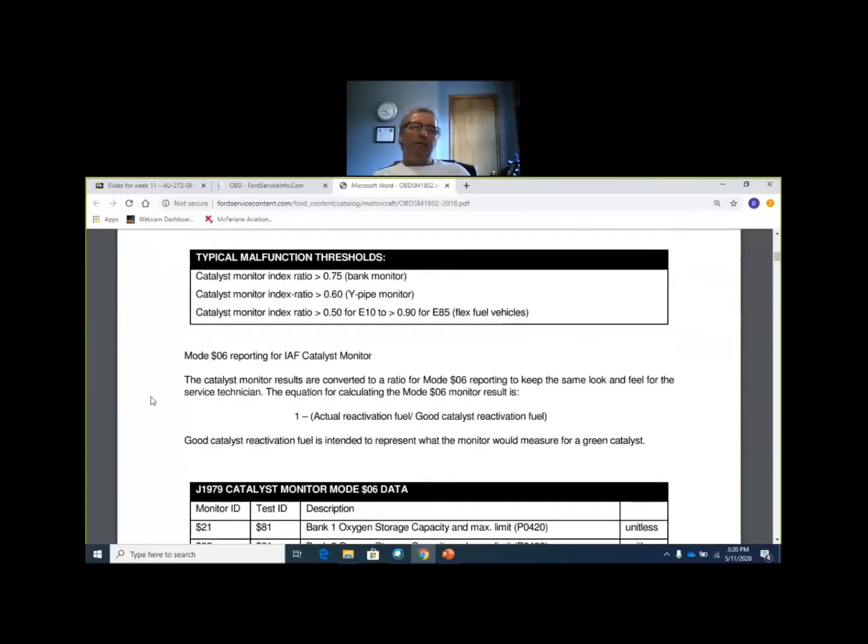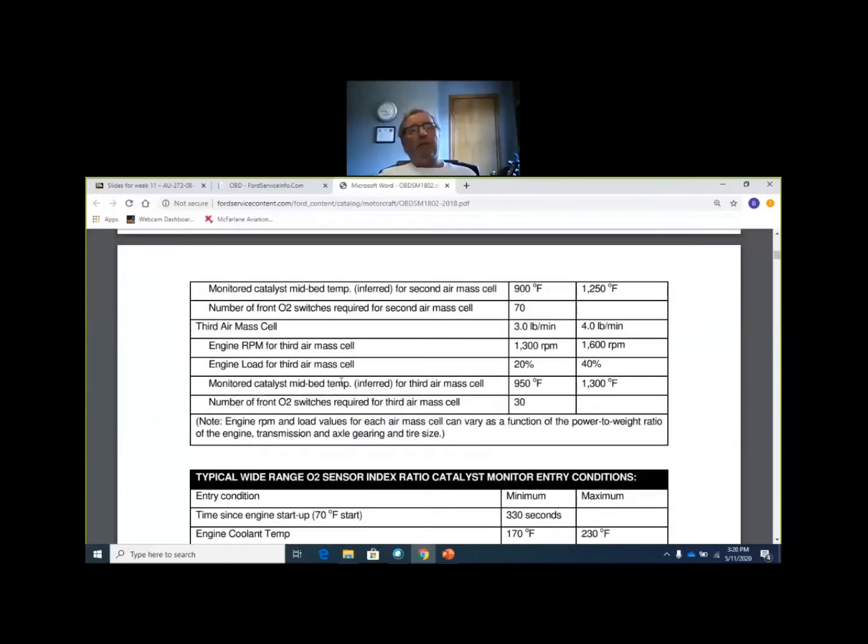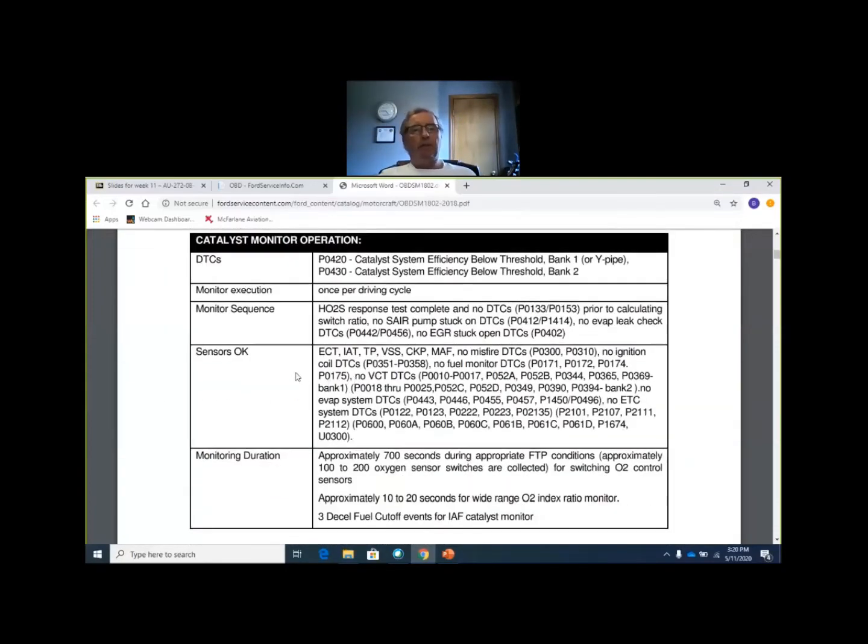So, hopefully that's a pretty good overview of the catalyst monitor. Unfortunately, what does it mean if the catalyst monitor fails? It means your catalyst is deteriorated. If you had a bad oxygen sensor, it would be a different code. You'd have oxygen sensor codes, and what would happen is, you would not meet the requirements, right?